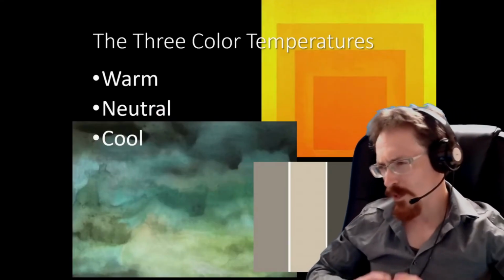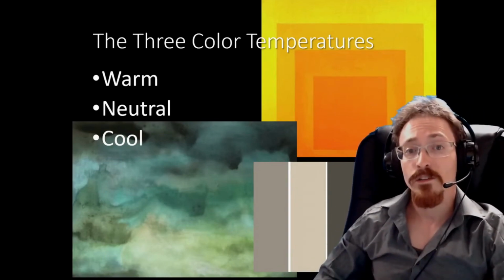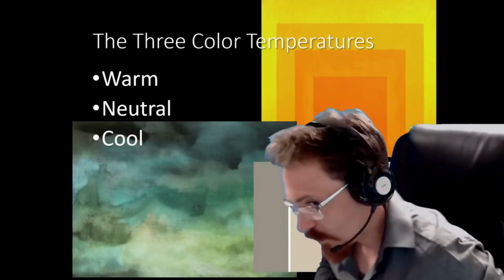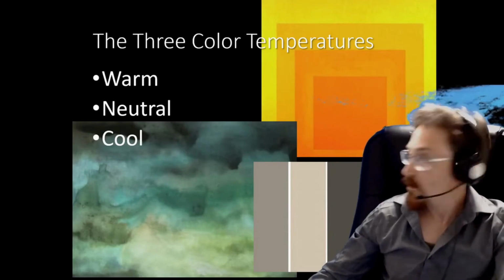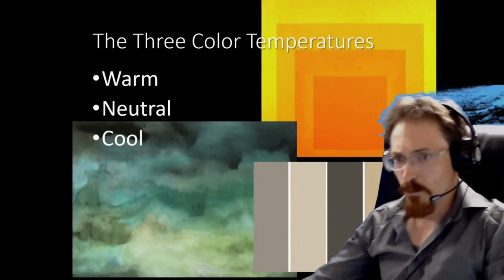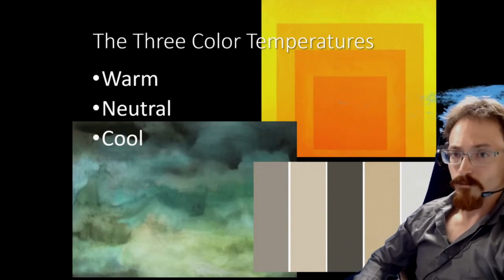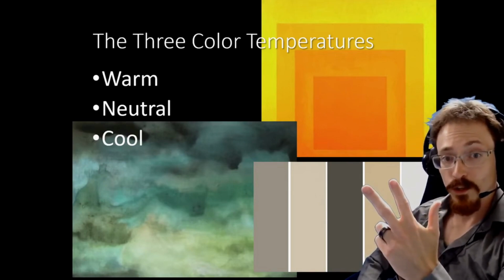So the three separate classifications of colors, again, that we can dive into further, is called color temperatures. And they're very easy to understand. Let me kind of roll out of the way right here so we can see it. Okay, so we have warm colors, cool colors, and neutral colors.